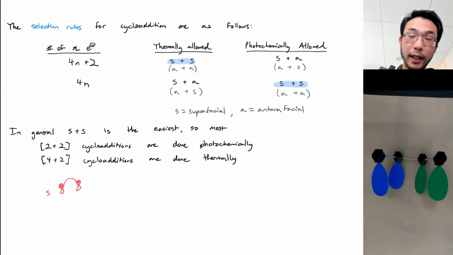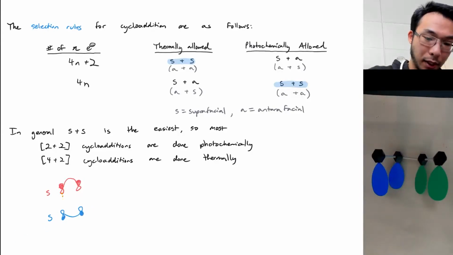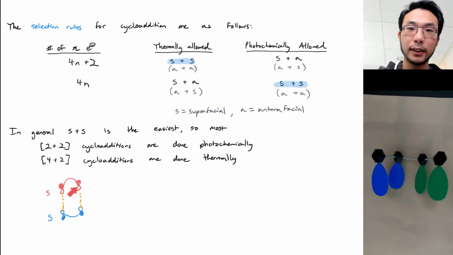So here what I'm saying is that I have two reaction components. In an S plus S case, I would be making my bond between those two ends, and you'll notice that on the red pi system, I'm reacting on the same face, so suprafacial. On the blue pi system, again, I'm reacting on the same face, so suprafacial.